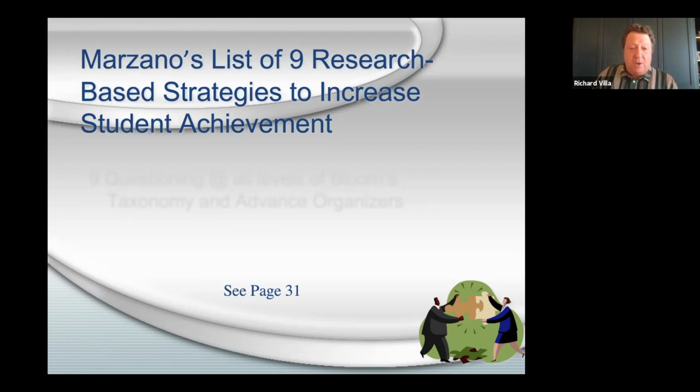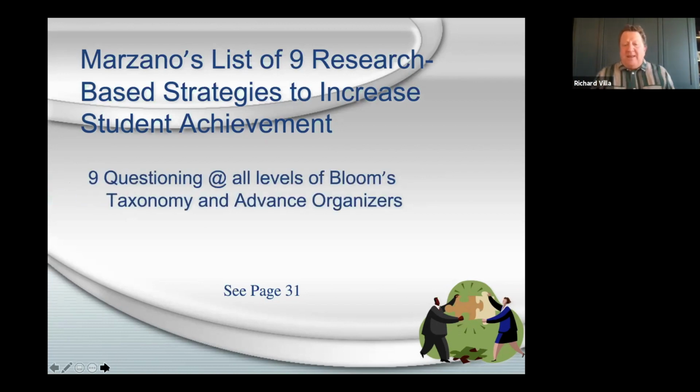All 9 are highly correlated with increased student achievement, but as you go up that list and you get up to the top, there's greater correlation. Number 1 would be the most highly correlated. So starting at the bottom, number 9, questioning at all levels of Bloom's taxonomy, combined with the use of advance organizers.